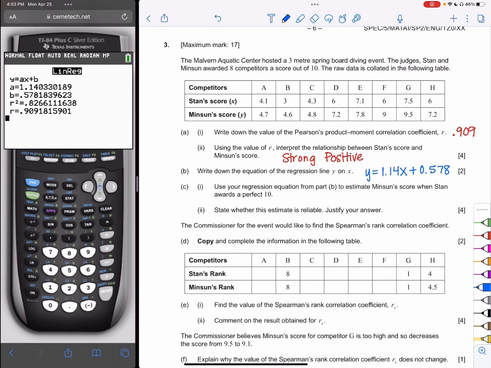So now for part C, it says use your regression equation from part B to estimate Minsun's score when Stan awards a perfect 10. So what I do is if I'm saying Stan is going to award a perfect 10, I'm just saying that I substitute in 10 for X. So we're going to have Y is equal to 1.14 times 10 plus 0.578. So I can literally type this in the calculator.